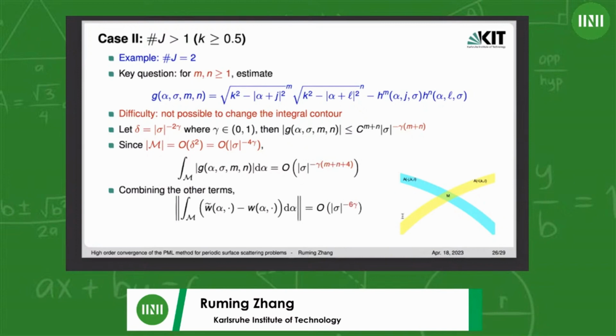Then finally, combining other terms, for example, the single annulus and also the exponentially decaying parts, we conclude that this integral converges. So we have other terms. When one of m and n is 0, the convergence is -6 gamma. Then considering the other parts, the single annulus or the part without annuli, the convergence of u tilde to u is sigma to the -6 gamma. So this is the result for the more complicated case.